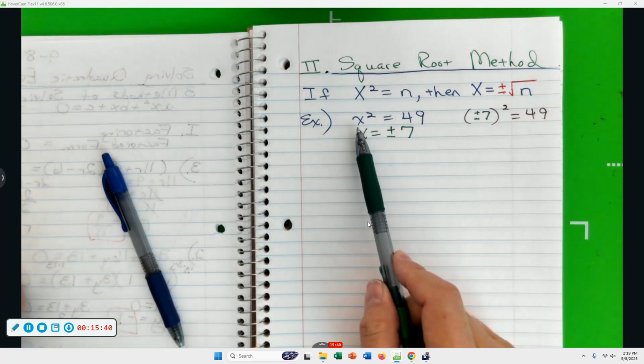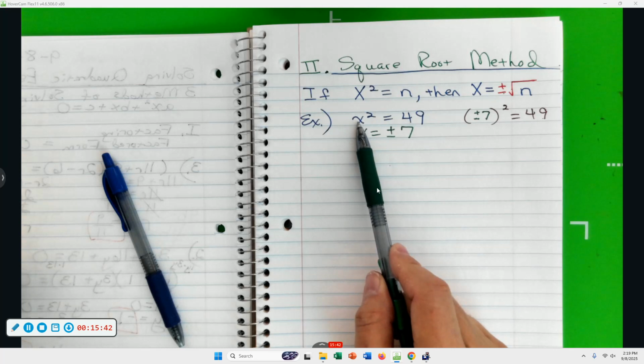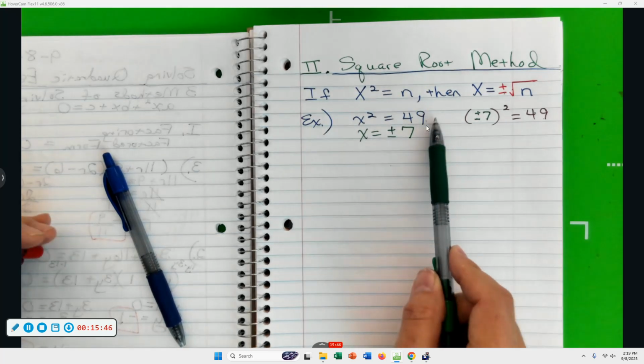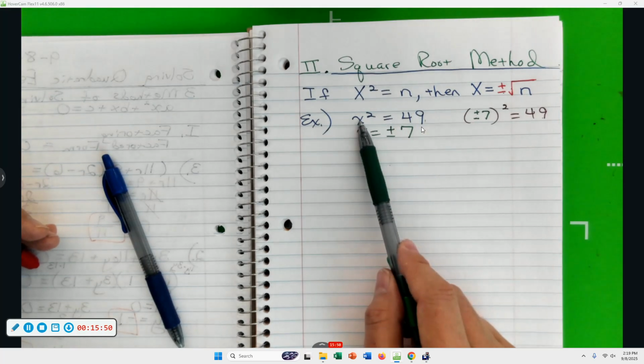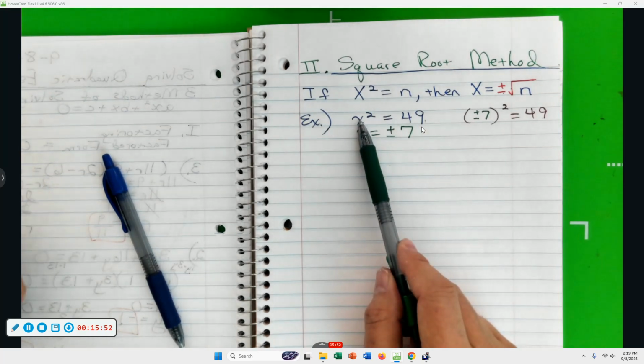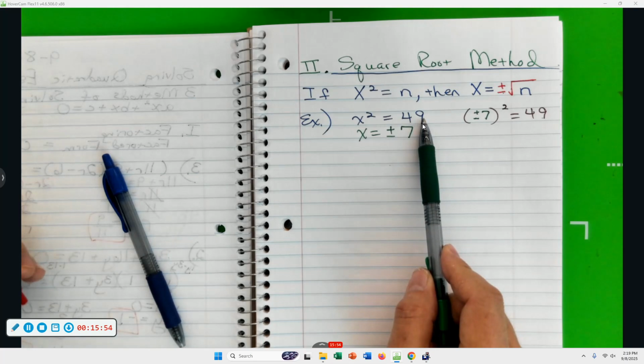As long as your equation is in the form of a quantity squared equals a number. You can't have an x over here on the right hand side. You have to have the variable quantity squared on one side, and a number by itself on the other.